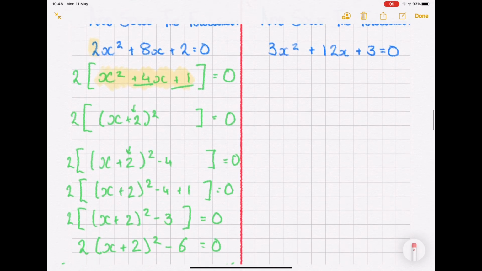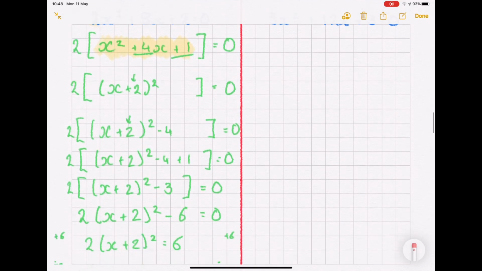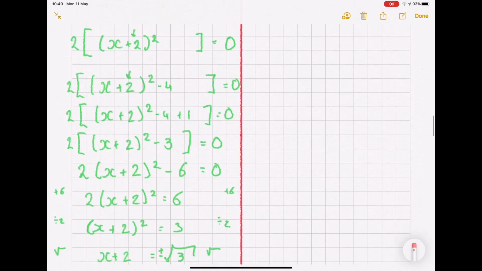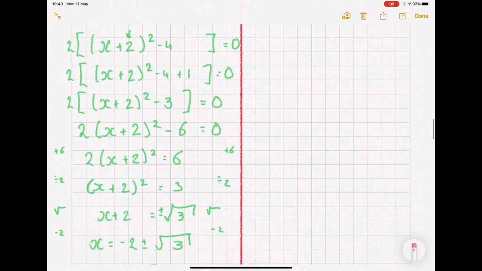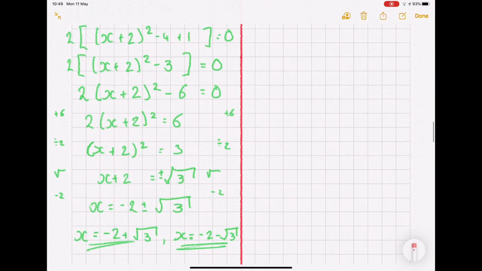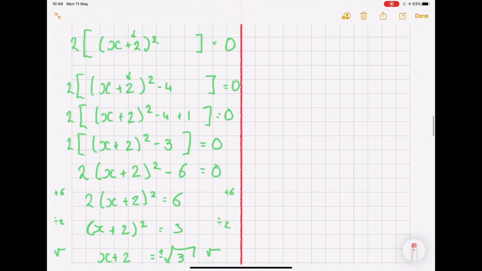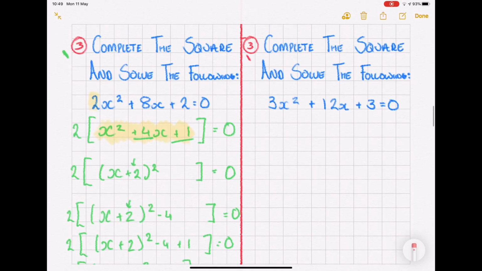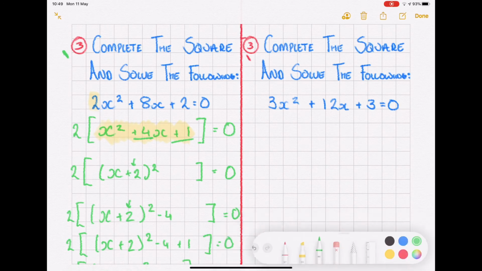So we just factorise it out, complete the square of the inside brackets, and then we expand it, then we solve it. Okay, so have a go at this right hand example over here, and then play the video once you're done.